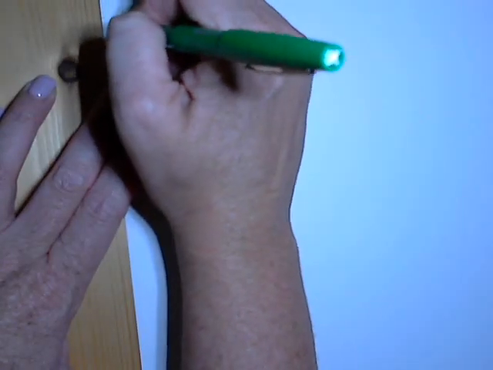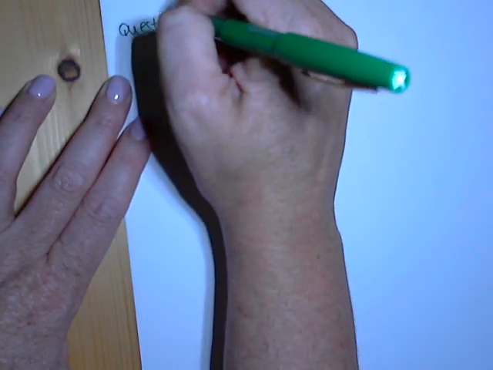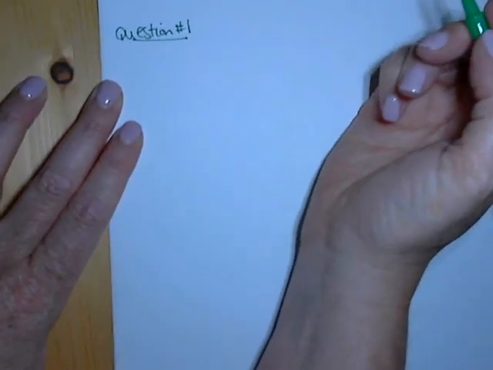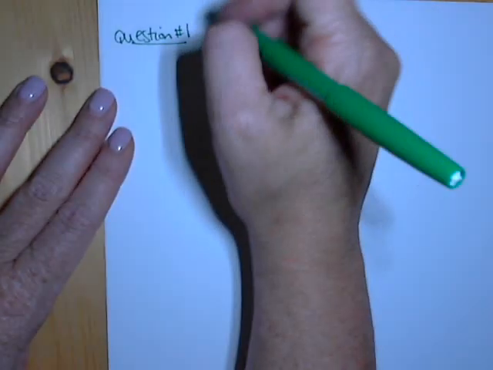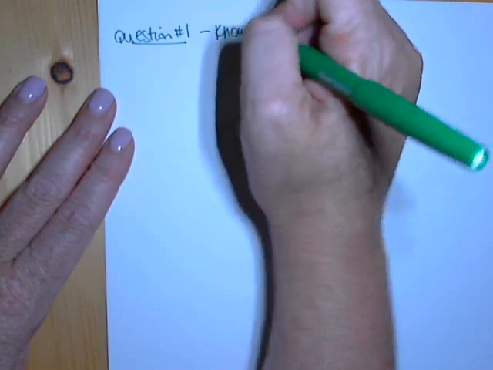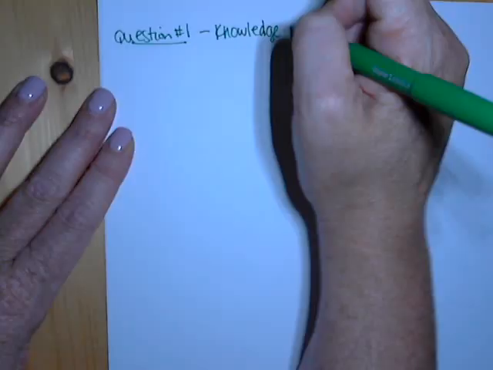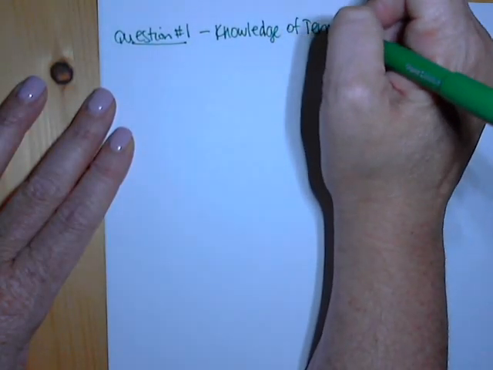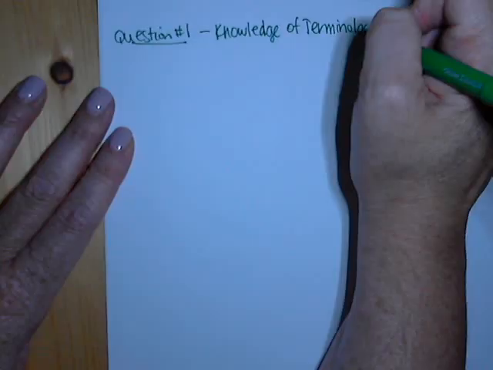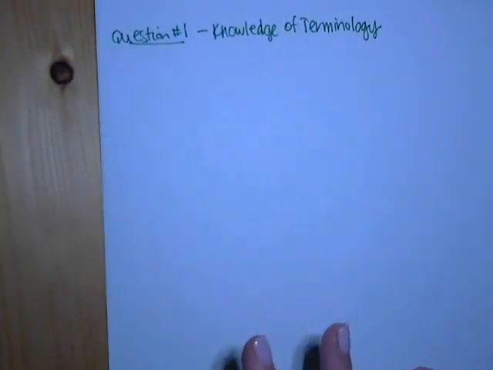We're going to say question number 1, and we're going to actually label it: knowledge of terminology. So, for every question you miss, now, we're going to do this for all of them today, but when you do it normally, you're just going to do it for the questions you miss. Are we writing this on the notebook? Notebook paper, yep. This is your analysis.